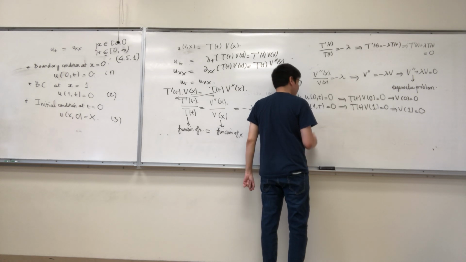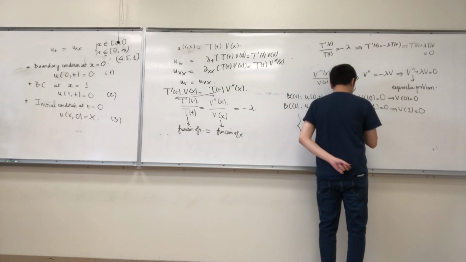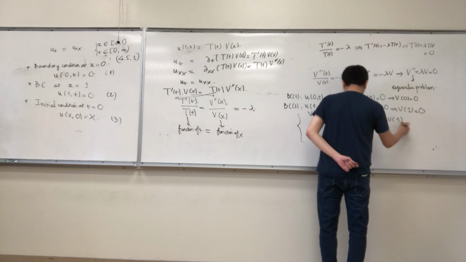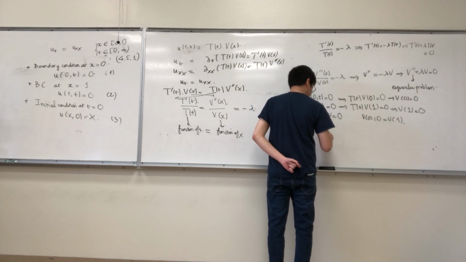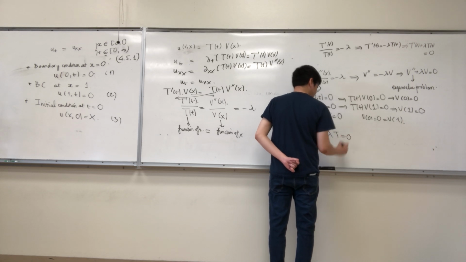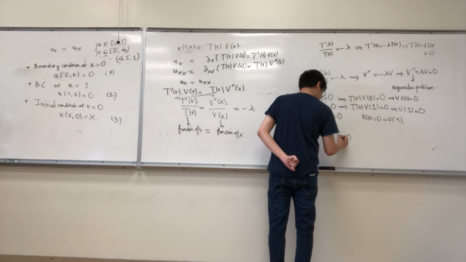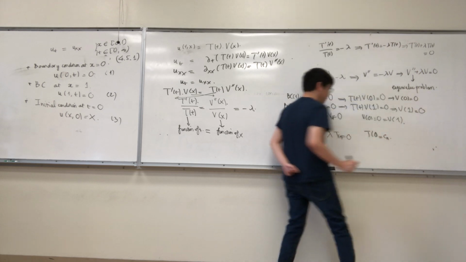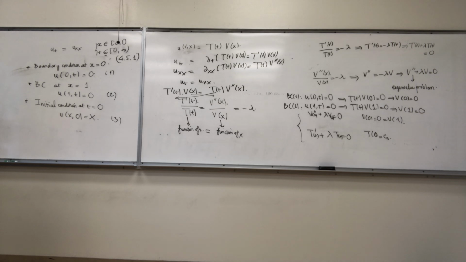All right, so now we have a system to solve. You have v second plus lambda v is 0, with v(0) is 0 and v(1) is also 0, and you have T prime plus lambda T is 0. So this is x, and this is t, with some initial condition, cn, that we are going to try to figure out later, right? Questions? I'll explain again.